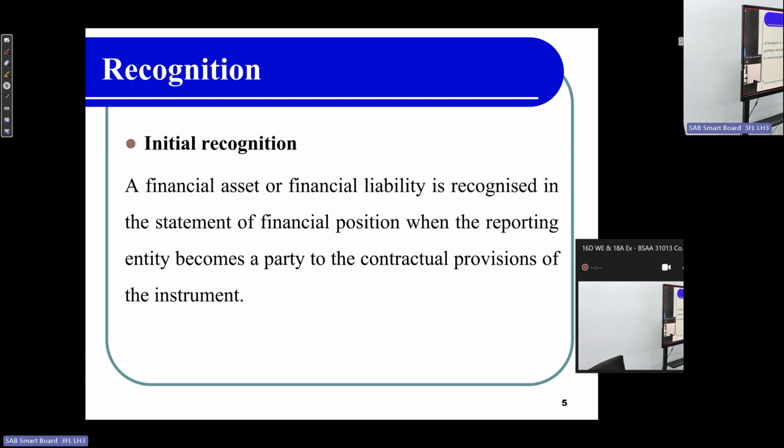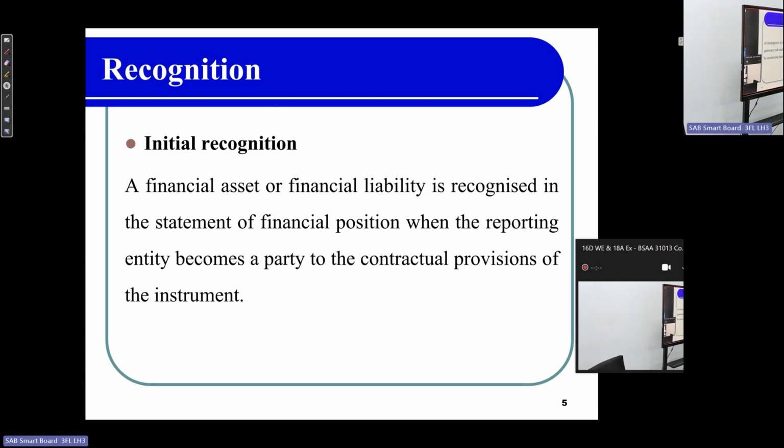Correct? Disclosures are covered in SLFRS 7. Financial instruments are a broad area. Therefore, they have issued a separate standard.